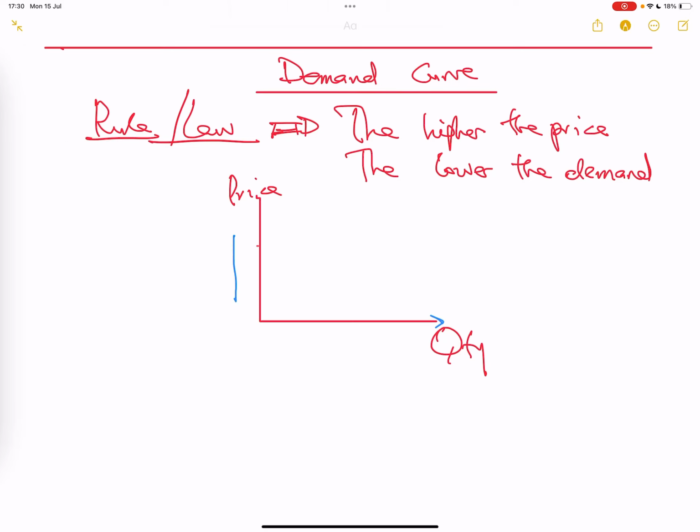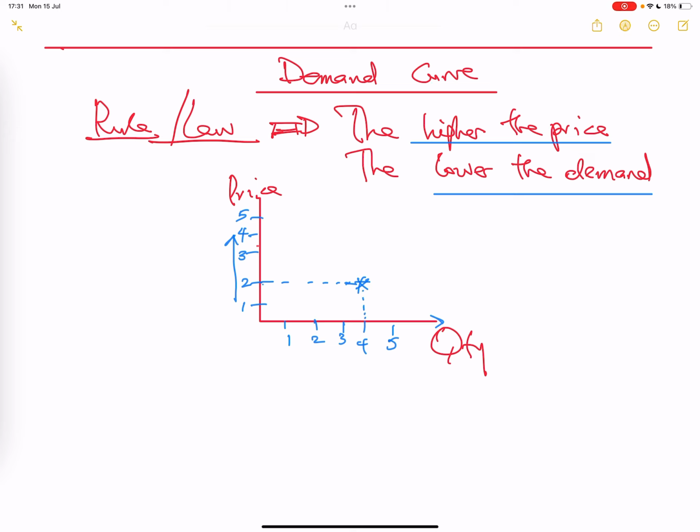So if price goes up like this, then you expect demand to reduce, because we said the higher the price, the lower the demand. So the demand curve will always be, take for instance, let's say this is 1, 2, 3, 4, 5, and 1, 2, 3, 4, 5. At a price of 2, if the quantity demanded is 4, then we plot this x here.